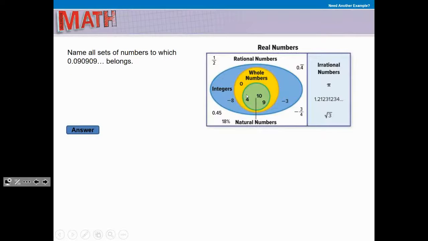Let's get another example here. Ooh, 0.090909. Looks like it repeats. So I can put 9 over 99, which would simplify down to 1/11. Let's check it out. Okay, there you have it.